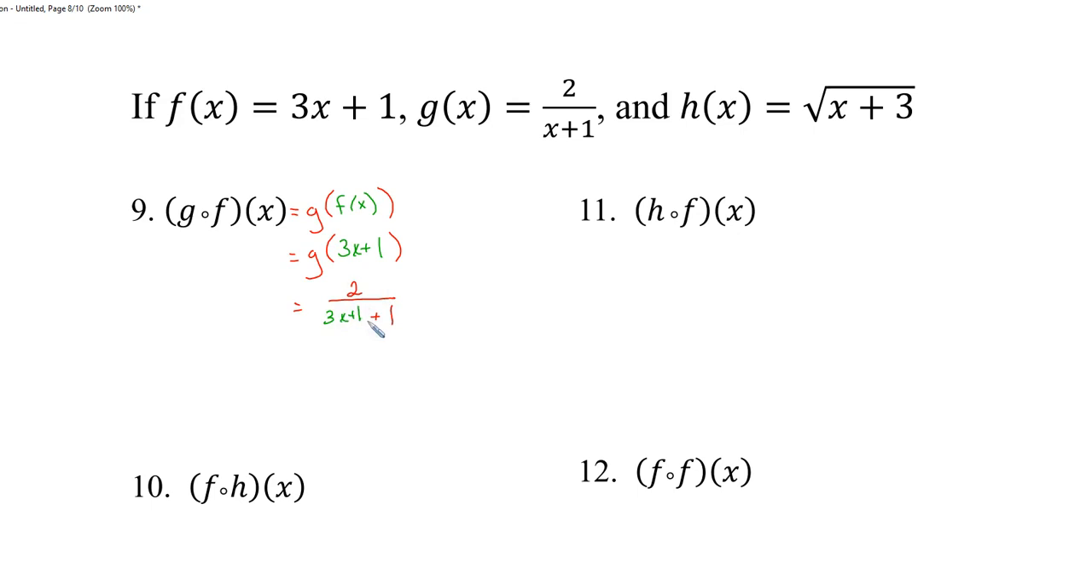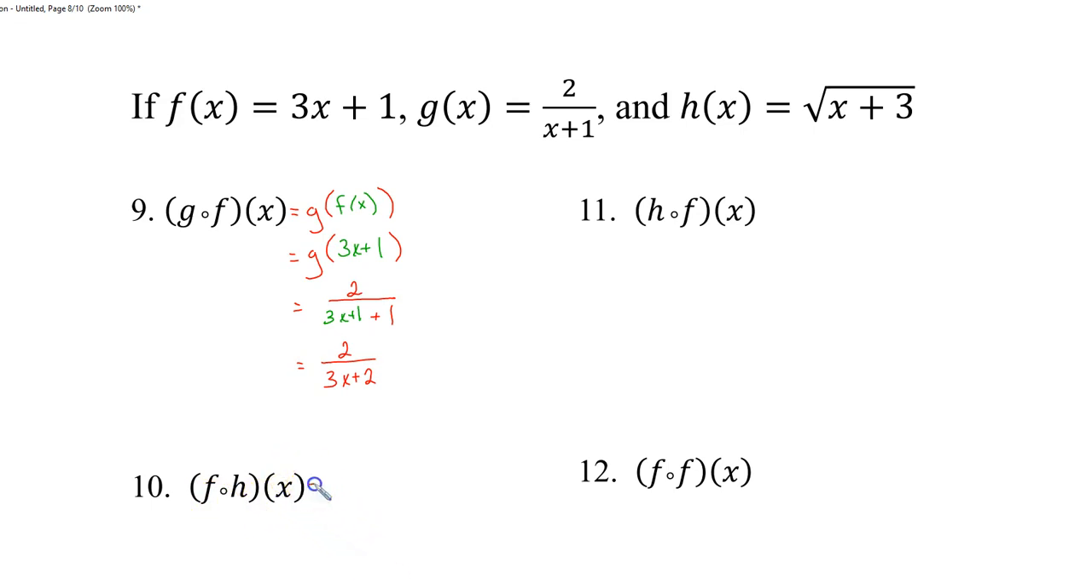If you want to put a parentheses there, that's fine. You don't have to, but it's kind of nice sometimes. So I can clean this up, and this is still 2 in the numerator, and then I have 3x plus 2 in the denominator, and so that's going to be my new function, which is the composition of g of f of x. Okay. So we're going to do the same thing except using two different functions here.